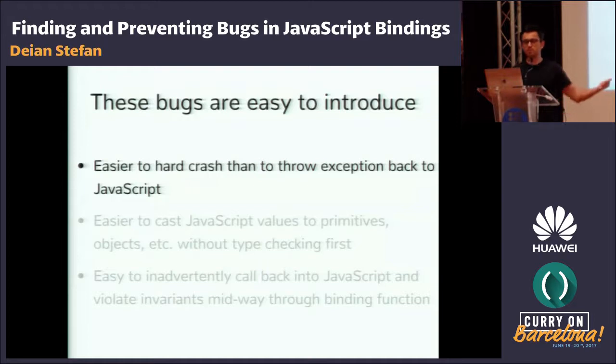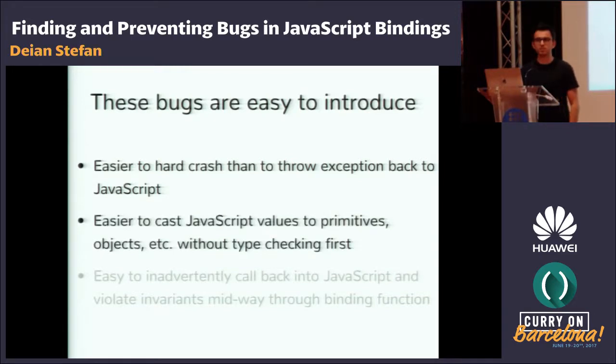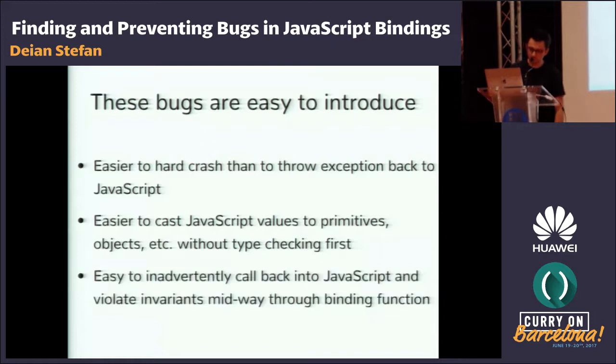This is because it's easier to hard crash in your C++ binding code than it is to, say, handle an exception and throw it back to JavaScript, right? You're now having to mix and match JavaScript control flow in the C++ binding code. Similarly, it's easier to just cast a JavaScript value to primitives, to objects, and so forth without actually checking the type first. If you check the type and it has the wrong type, what do you have to do? You have to throw an exception back to JavaScript. Why would you do that when you can just cast?